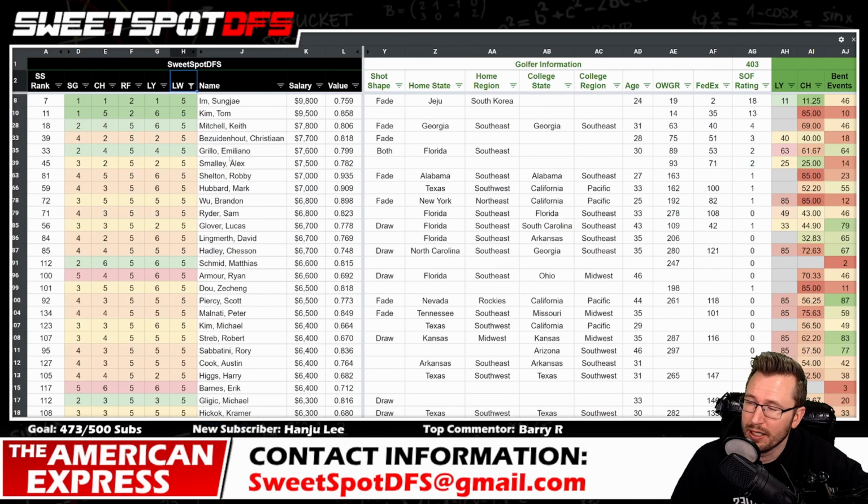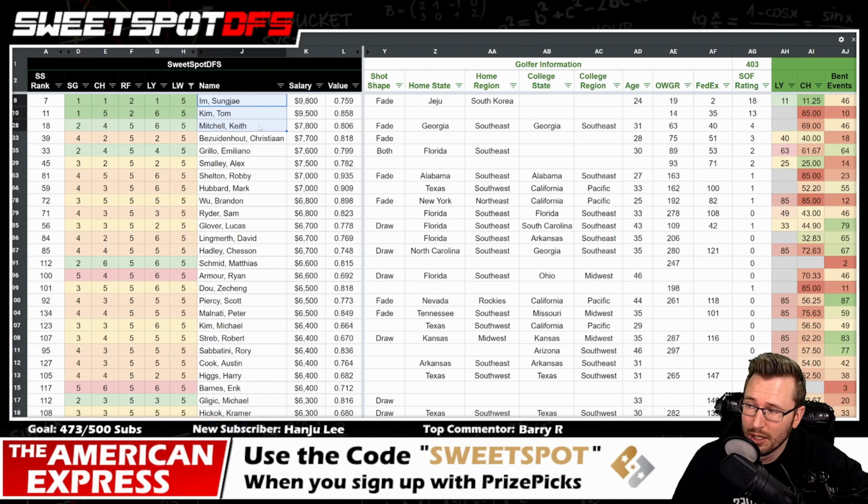So it's not for certain that we will get one inside the top 10, but probably a good choice. We have Sung Jae Im, Tom Kim in this bucket, Keith Mitchell. I like these 3 golfers. I could even pair 2 of these guys up together.